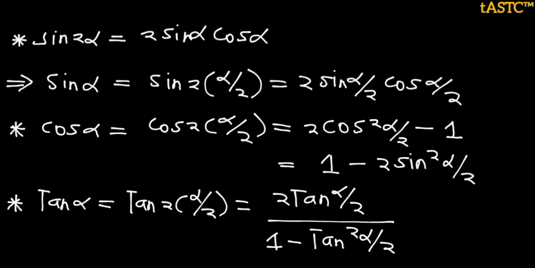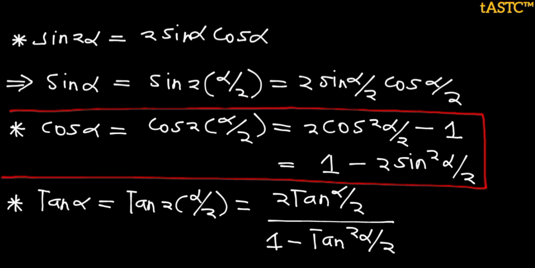Now, let us see what we can do with these forms. Cosine alpha is a very consequential trigonometric identity. So we could form new equations from here. And that is basically what we want to look at.